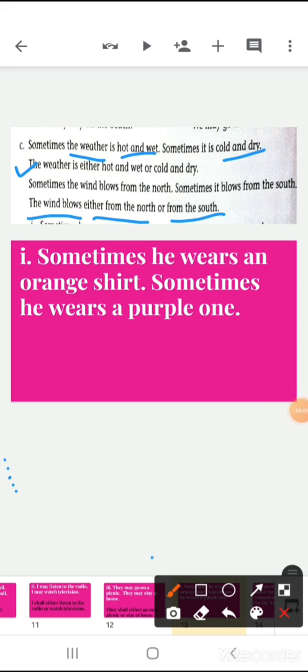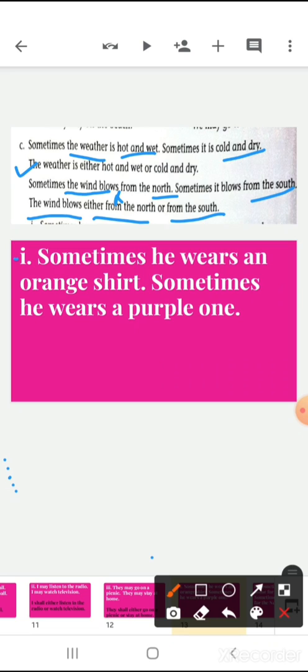The winds blow either from the north or from the south. See here in this sentence, the winds blow. We have to take the subject from the sentence, the winds blow, then we have to add either from the north or from the south. Alright, now let's do the exercise.